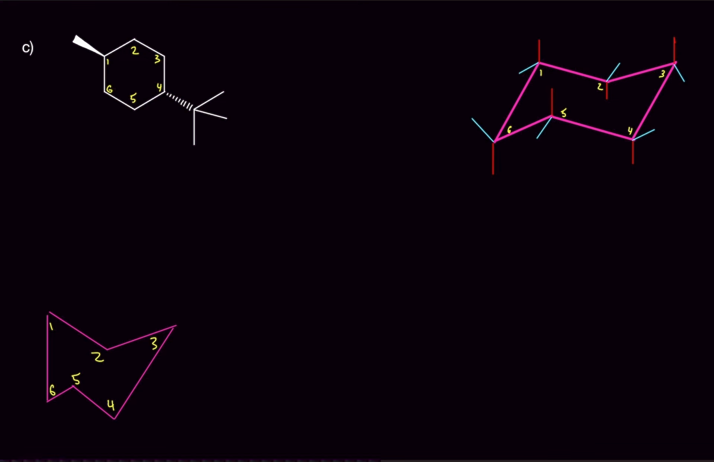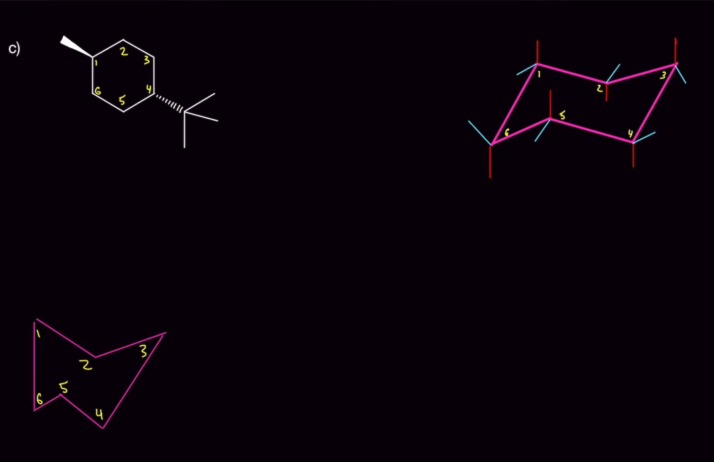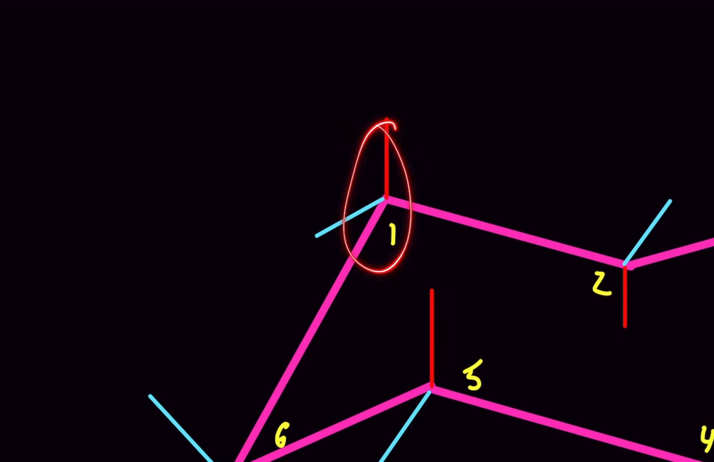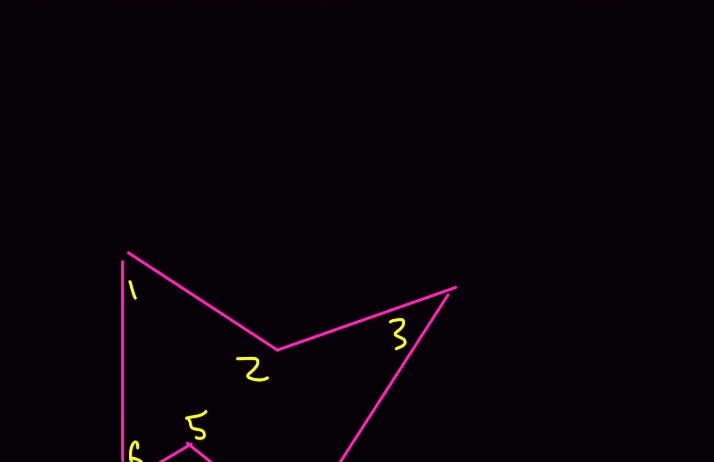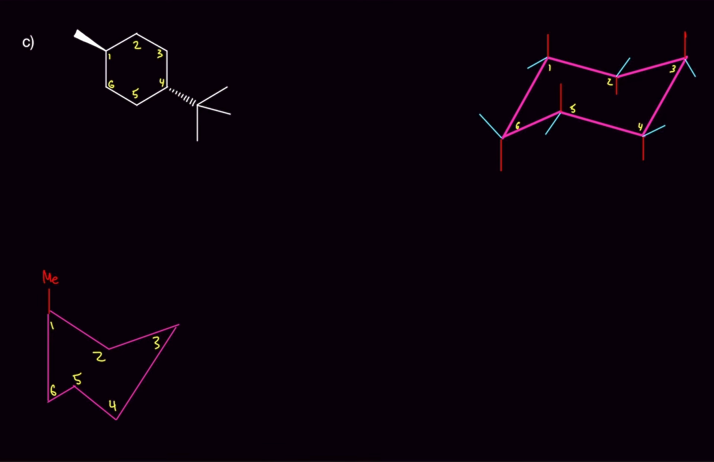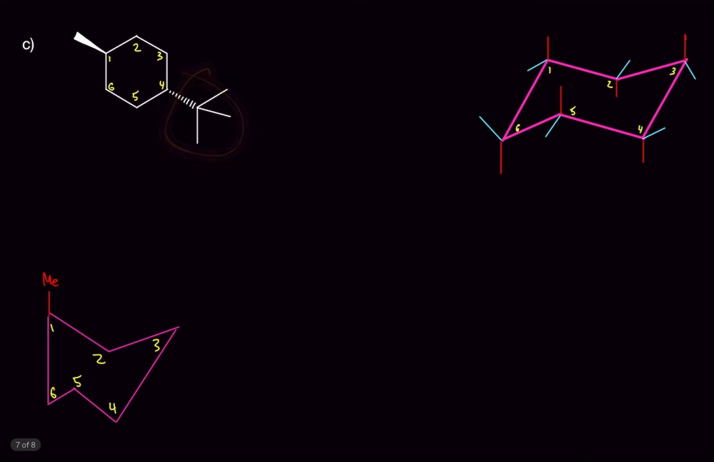All right, we have a methyl group on carbon number 1 here. This is a wedge. Wedges always point up. So we're going to look here, carbon number 1 here. Well, notice the axial position is pointing up, so we're going to put it in the axial position because the equatorial position is actually pointing down and to the left. So we're going to do that. Like that, methyl.